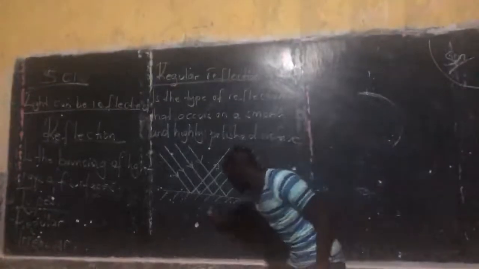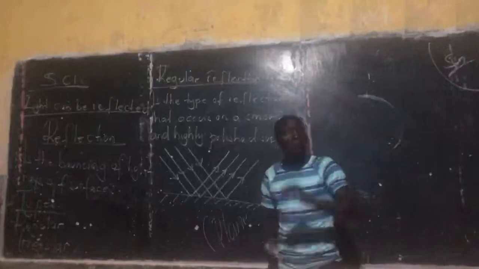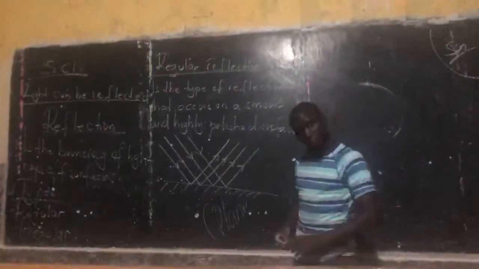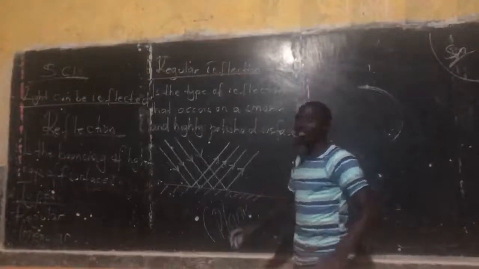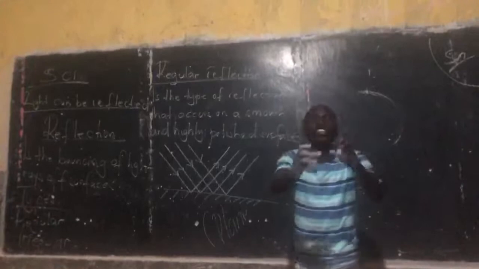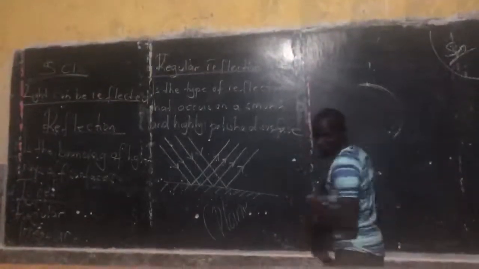An example is plain mirrors, like in the rooms or in a salon. Those produce a regular reflection. Why? They are smooth and highly polished. So let's do what they call irregular reflection.